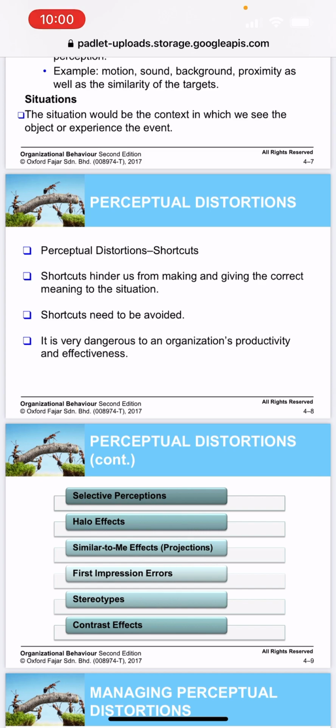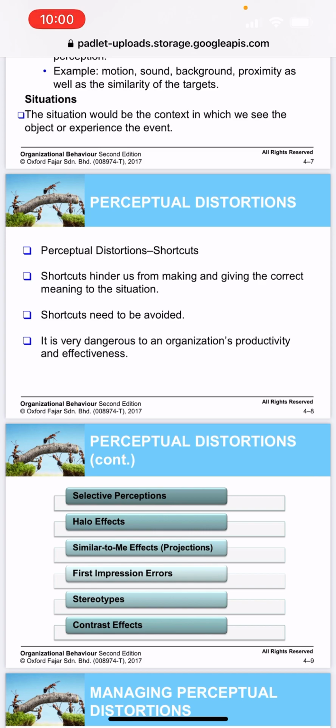Similar to me effect, or projection, is the tendency for people to perceive others who are similar to themselves favorably as compared to individuals who are less similar. This will apply to similarities in work values as well as demographic variables: age, gender and race. For example, if you are an alumni of College Universiti Islam Perlis, you tend to focus on the people who have similar characteristics as you.